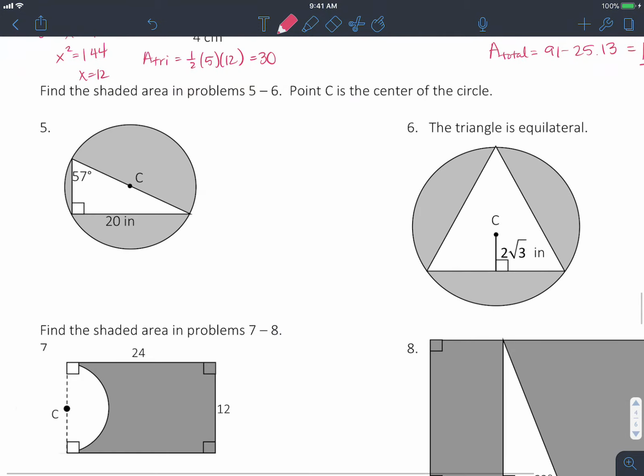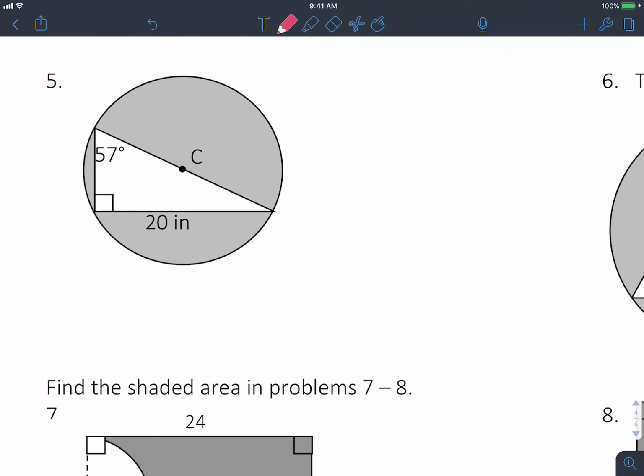All right, moving on to number 5. It says point C is the center of the circle. So that means that this length is our diameter, but it is also the hypotenuse of our triangle. So we're going to use trig to solve for the length of our hypotenuse so that we can find our radius of our circle. So we have 57, 20 is going to be opposite. Like I said, the diameter is already the hypotenuse. That means we are using sine.